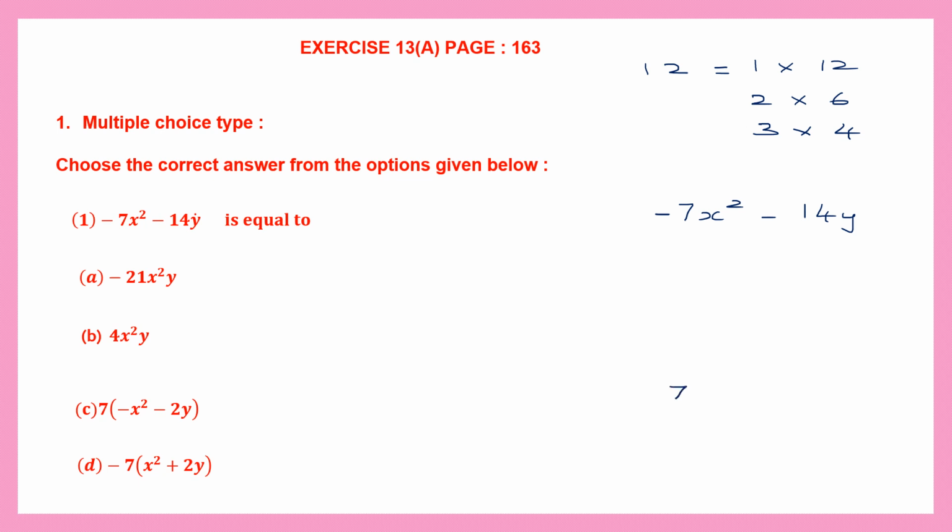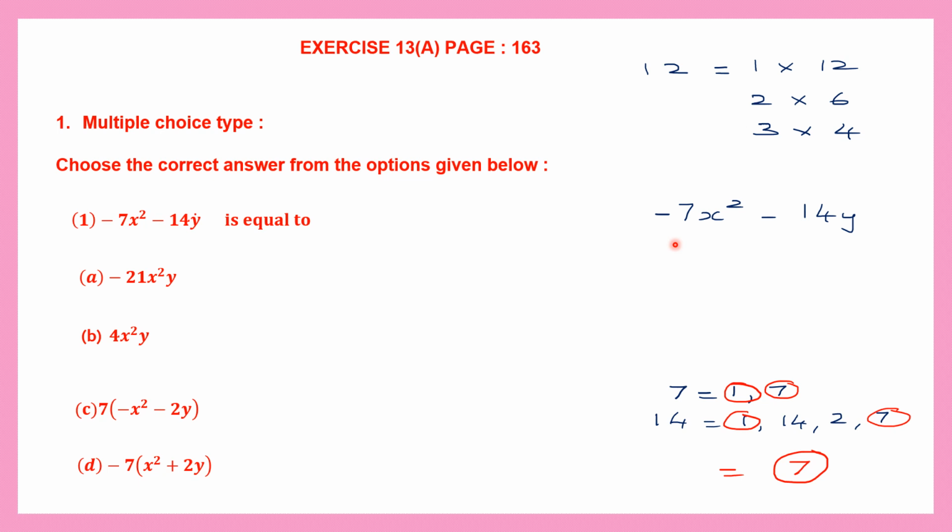First, the factors of 7 are 1 into 7 is 7. Factors of 14 are 1 into 14 is 14. Then we have 2 7s are 14. Let's pick out the common factors. 1 is common, 7 is also common. Now, which is the highest common factor? The highest common factor is 7, isn't it?